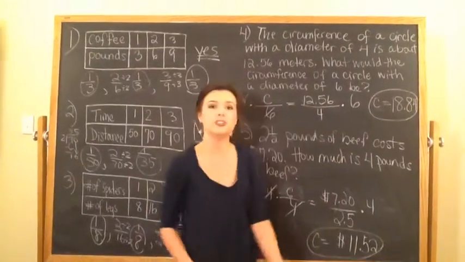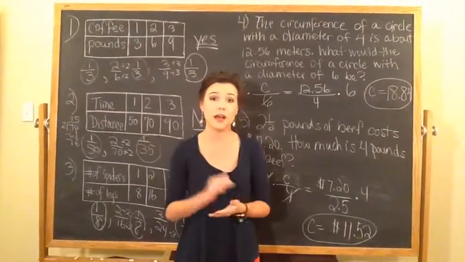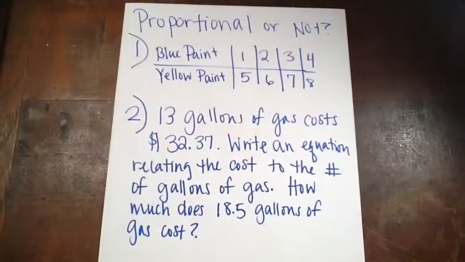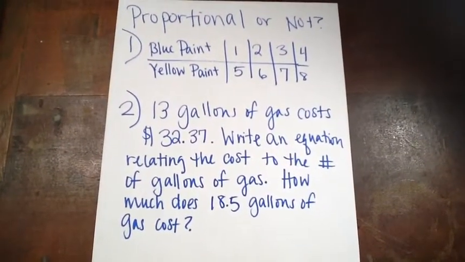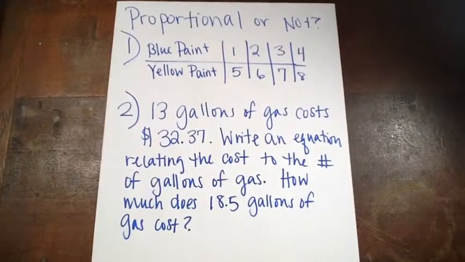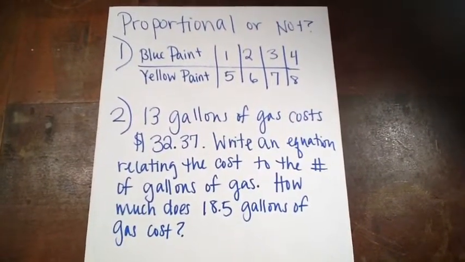All right, as always, make sure you have all your notes on the front of the board and the back of the board. And now let's go ahead and do some on-your-own questions. You have 2 problems to solve for me. For the first one, look at the data and the comparison between the blue paint and the yellow paint, and tell me whether or not that data is proportional.